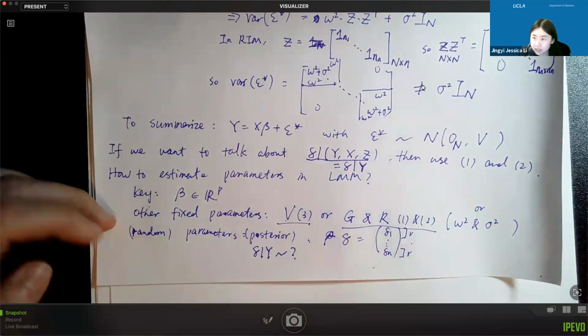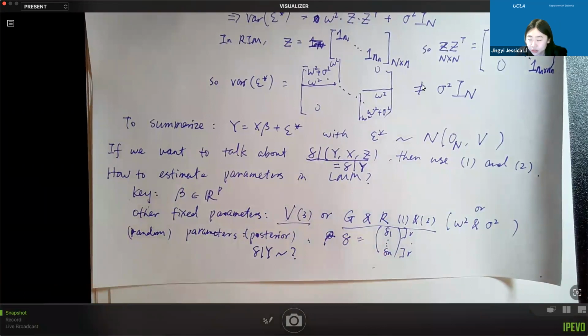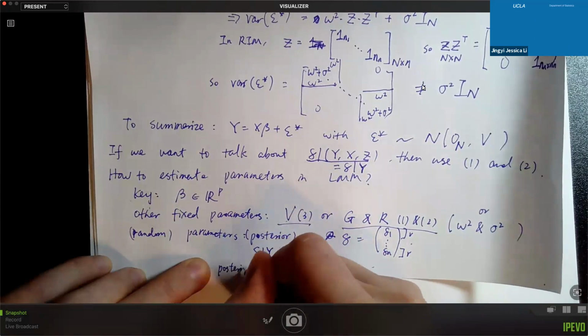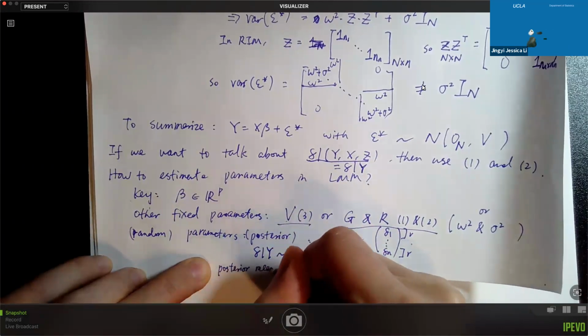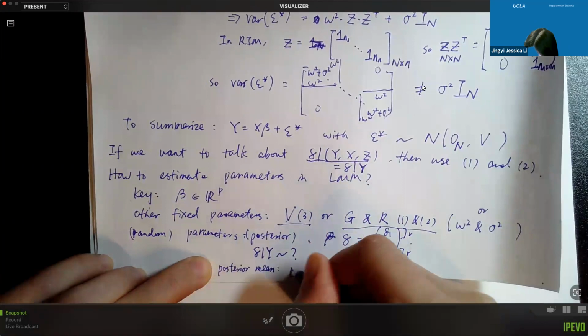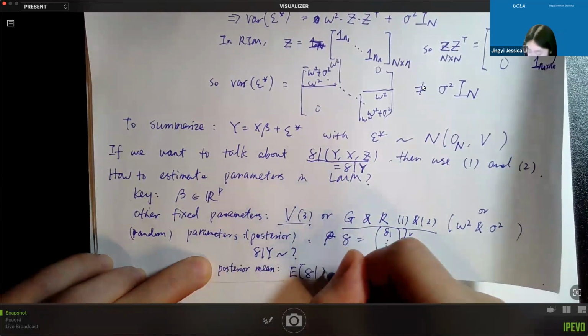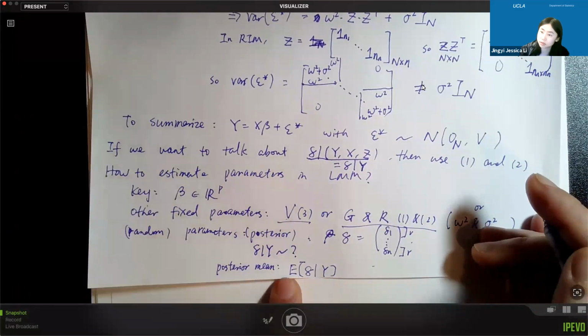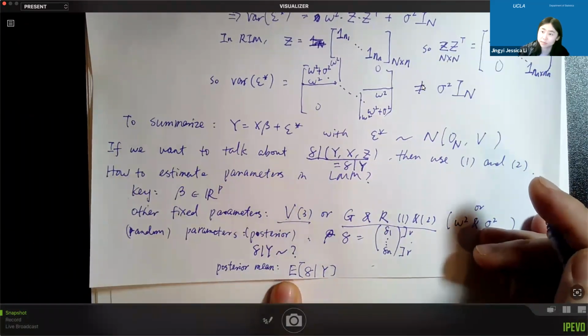And under the Bayesian framework, often we talk about the posterior mean. So what is the posterior mean? The posterior mean is the expectation of a random parameter given its posterior distribution. So we can talk about its posterior mean, and then this becomes a fixed quantity we can estimate.